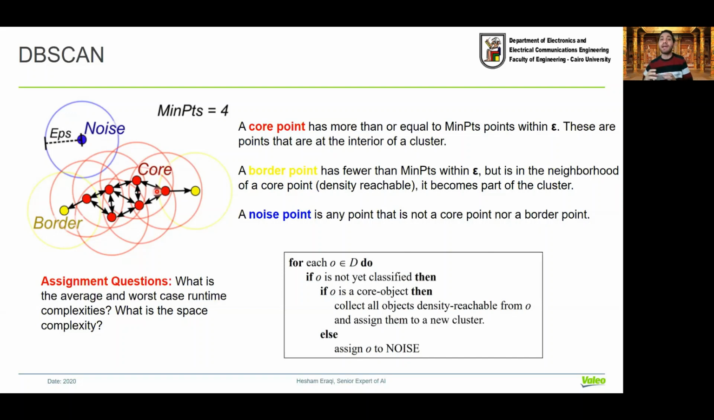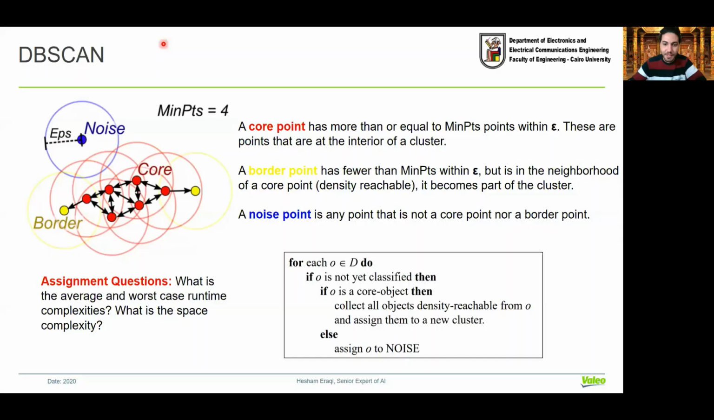So DBSCAN can automatically determine how many clusters there are in the data from the epsilon value and the minimum number of points value that you preset. This is a key advantage of using DBSCAN or density-based clustering techniques in general versus distance-based clustering techniques like the k-means algorithm.